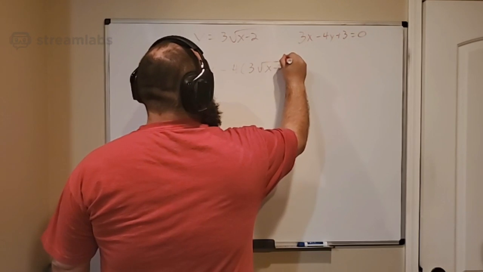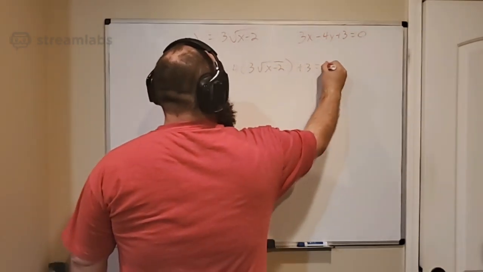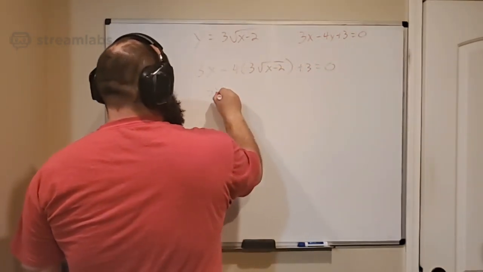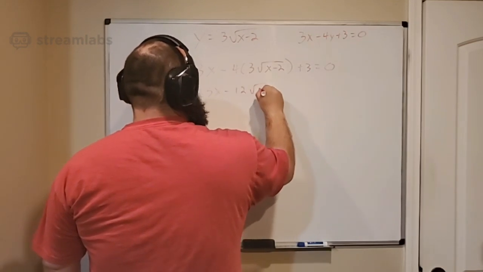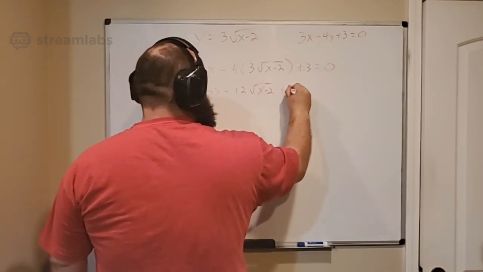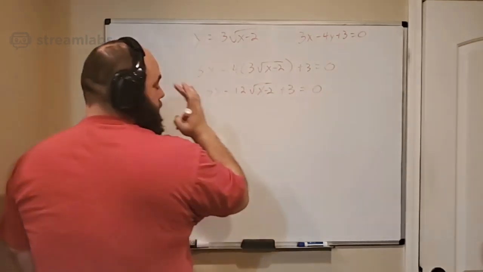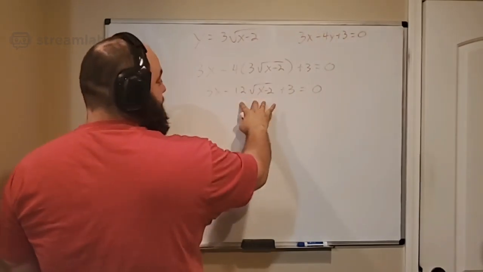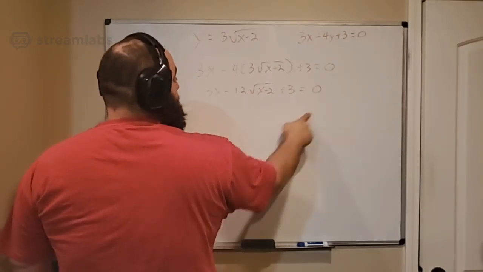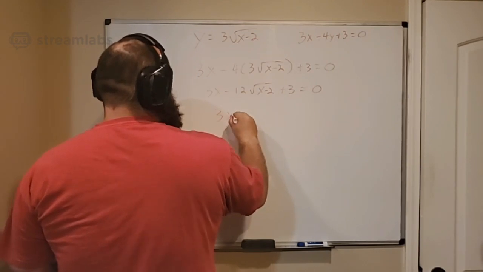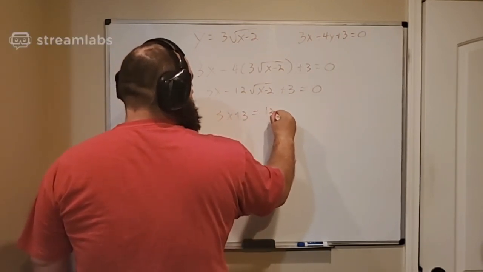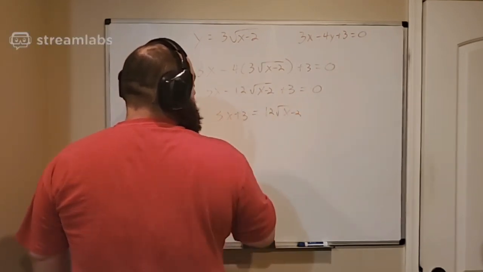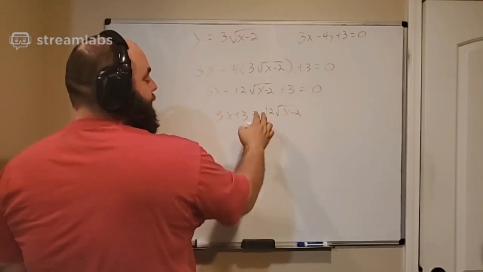So 3x minus 12 root x minus 2. At this point, we have to figure out a way to get rid of the radical. The only way to get rid of the radical is to isolate it and square both sides. So I'm going to move it over just to make my life easier. So I get 3x plus 3 is equal to 12 root x minus 2. Some people want to divide by 12. I don't really care if you do that or not, personally. But I'm going to square both sides.